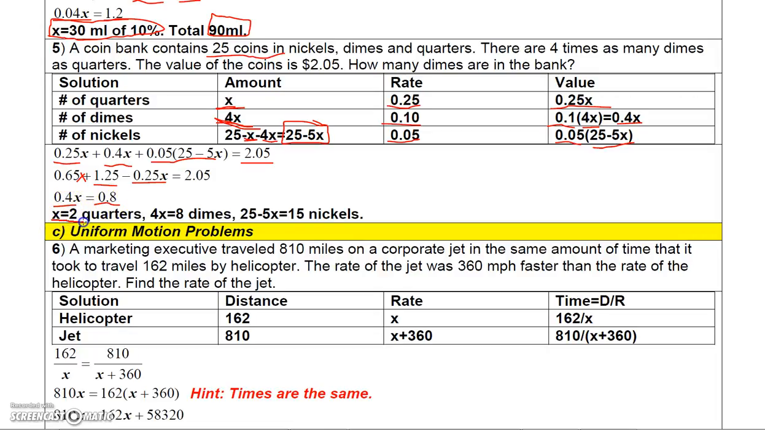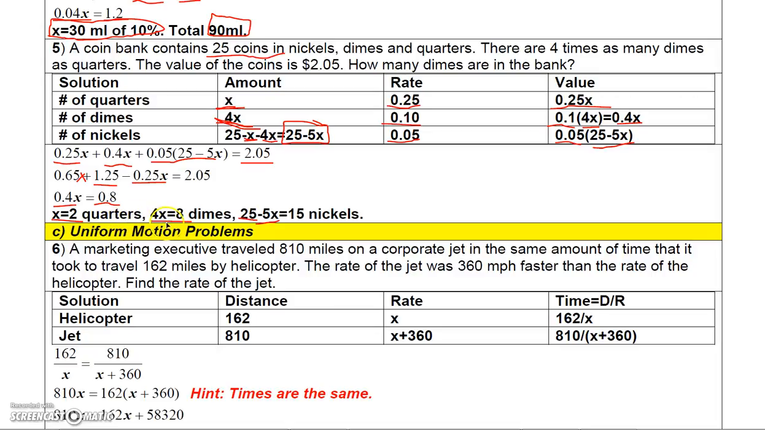So I have 2 quarters. And remember, I have 4 times 2 dimes, so that would mean I have 8 dimes. And then remember, I have 25 minus 5 times x. So that would be, remember, x is 2, so 25 minus 10 would give me 15 nickels. And so I have 2 quarters, 8 dimes, and 15 nickels. And you can check this real easy, because 2 quarters is 50 cents, 8 dimes is 80 cents, 15 nickels is 75 cents. And if you add that up, you're going to get $2.05.